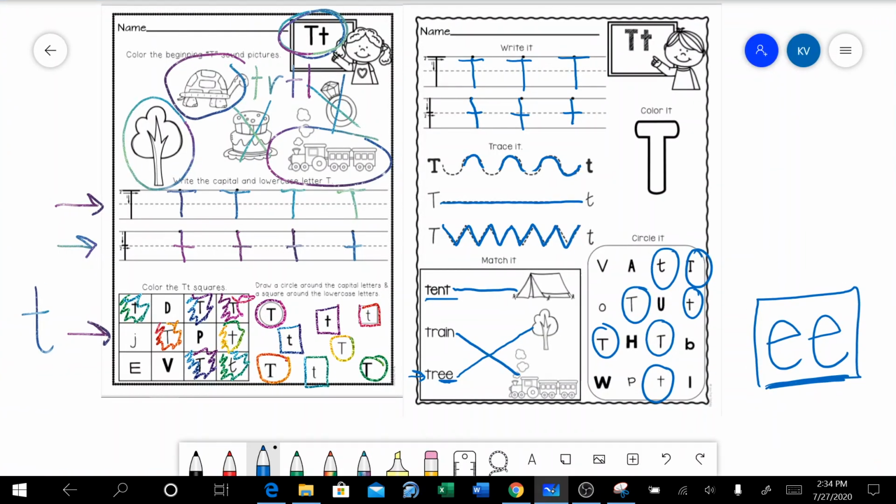All right, so we practice writing our letter T. Remember, if you're going to be challenging yourself today, you're going to be trying to sound out those words and write the words. And you can even get out some Play-Doh.